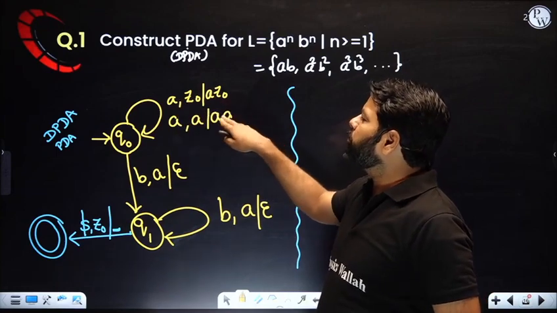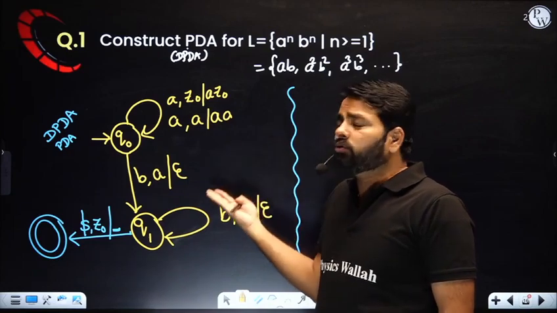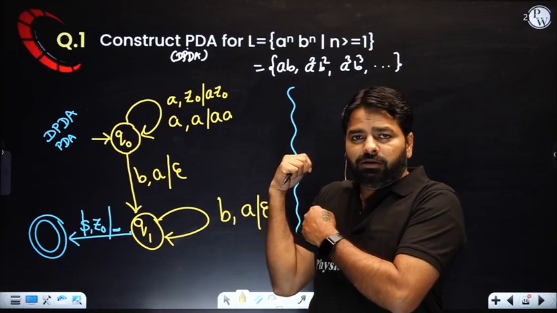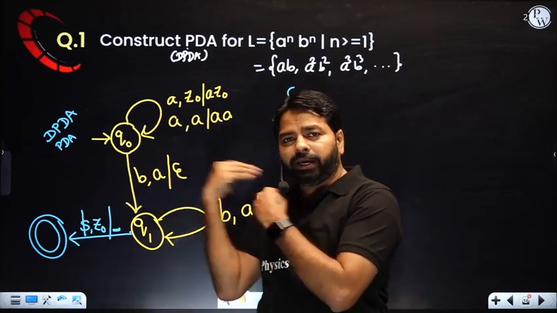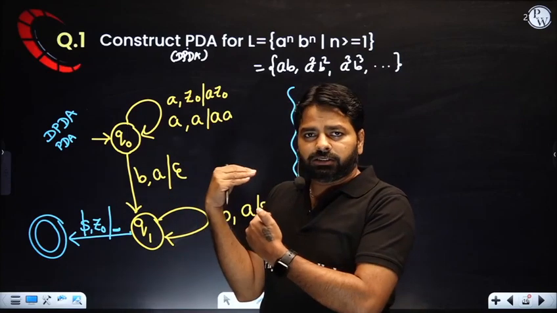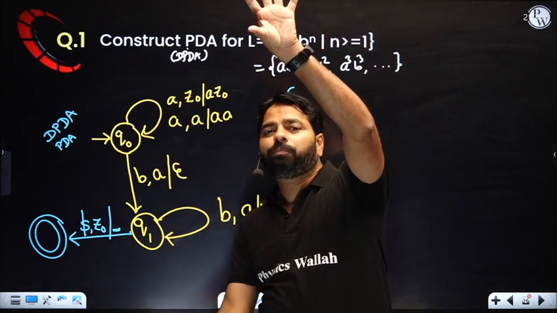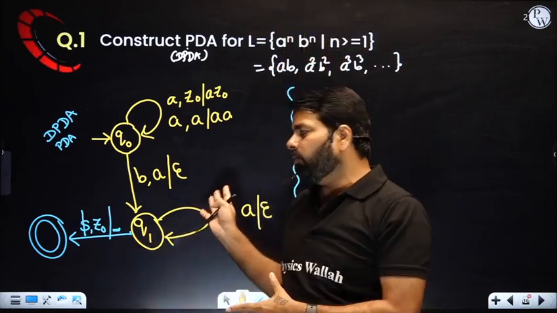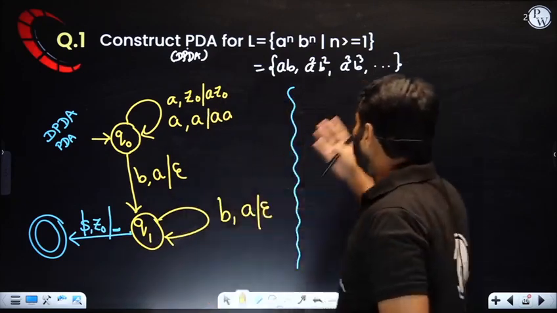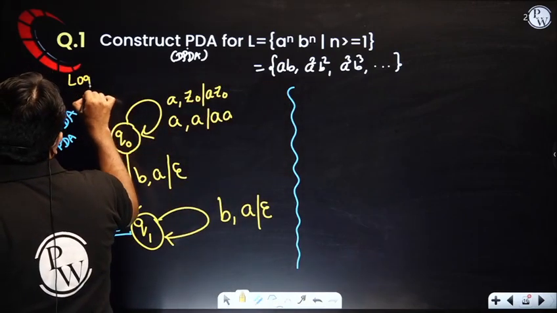for every A, you can also push B's. For every B, you can pop B's. That's another logic that you can do as homework. If you want, like, I was pushing A's and popping A's. Now what you do is another one: you push B's and pop B's. For every A, you push B, and for every B, you pop B. That is how you can do it. And at the end, dollar comma Z0 is your acceptance condition. Here is another logic. This is logic 1. You can say logic 1. What is this logic 1?